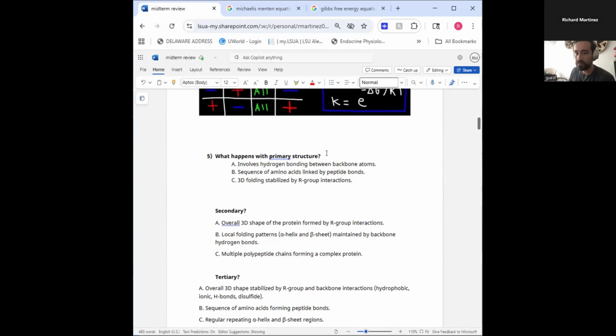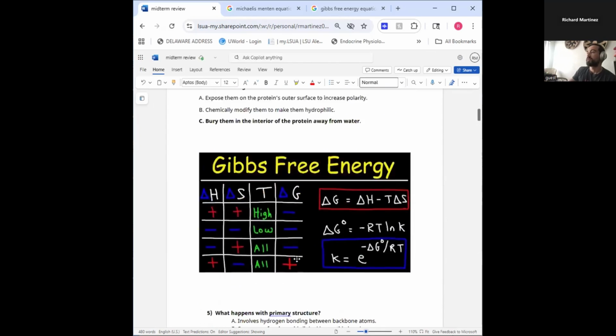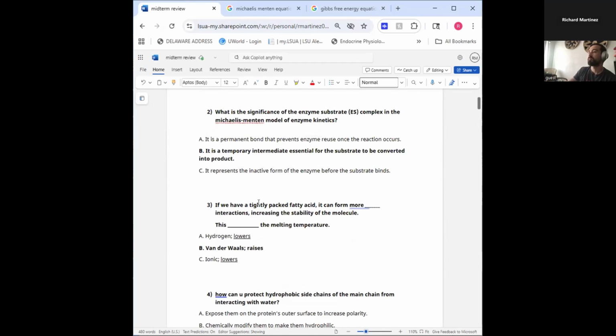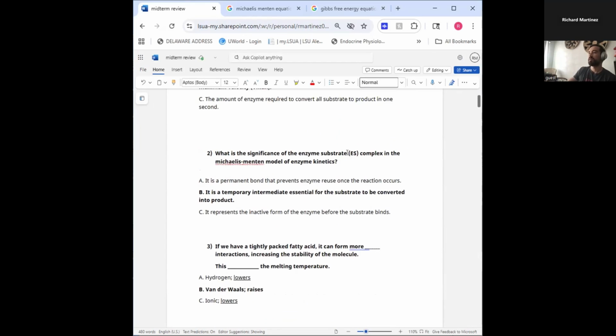Also, a tip when you're looking at questions: you want to break them down if they're confusing. Like this one, prior to how can you protect the hydrophobic side chains, I would think, okay, how can you protect them? What are they wanting to do when they interact with water? If you have a tightly packed fatty acid, it could form more interactions. I would think of whether a tightly packed fatty acid will increase the stability of the molecule if we do what to the temperature? I would try and combine both of these into one. Okay. The ES complex does what?